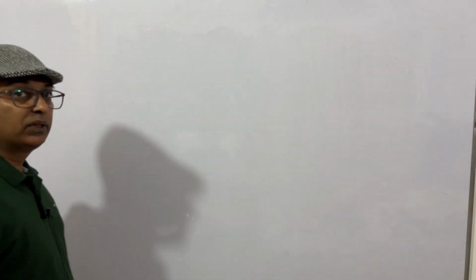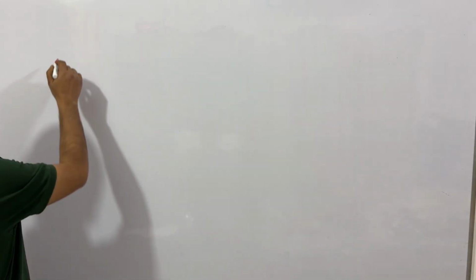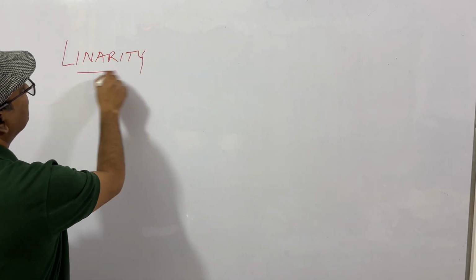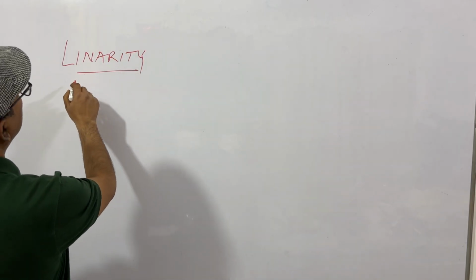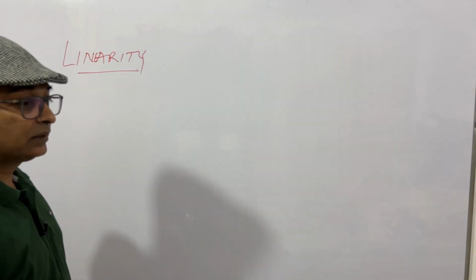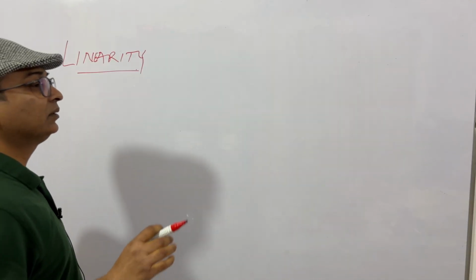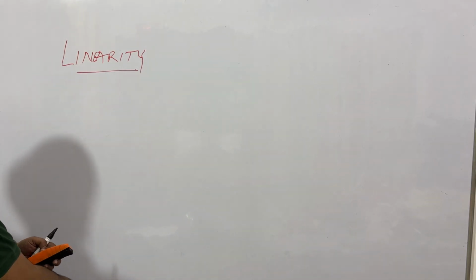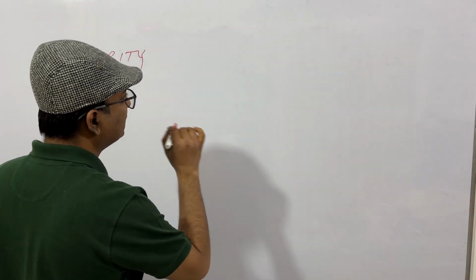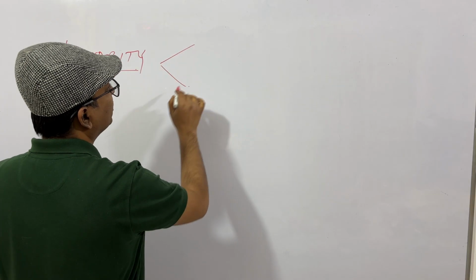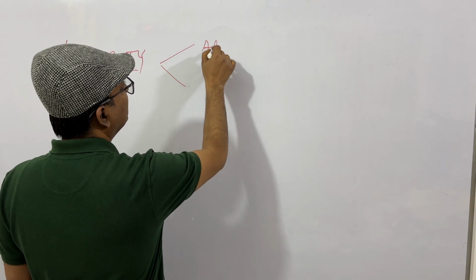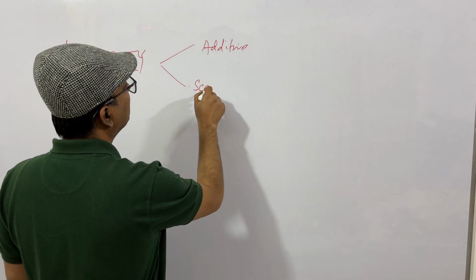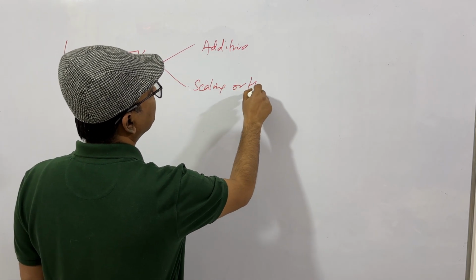We saw the property of time invariance, a very important property. The next very important topic is linearity. Linearity and time invariance are the two most important properties of a system. What is the meaning of linearity? A system is said to be linear if it possesses two properties. The first property is called the additive property, and the second is called scaling or homogeneity.